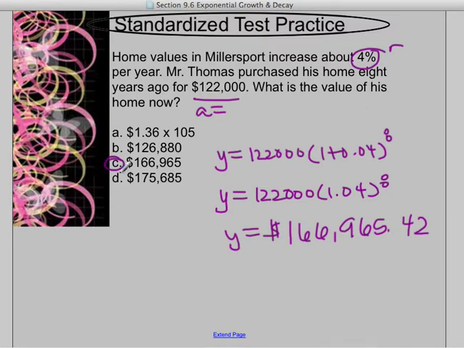Okay, so I hope everybody got that one. If you have any questions, please go ahead, write them down. If you want to take a break, now would be a good time to take a break, because then we're going to move into continuous growth and decay.